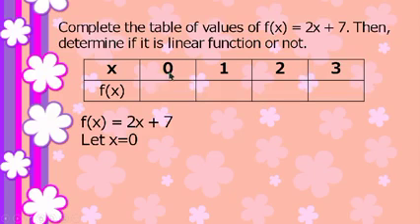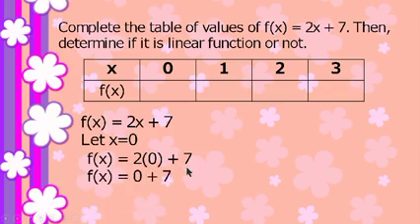The first value is 0. So, let x is equal to 0. Kaya, ang f of x is equal to 2. Copy lang yung 2, substitute na yung 0 kasi yun yung given. Copy yung plus, copy yung 7, and then solve. 2 times 0 is 0, copy plus 7. And then 0 plus 7 is 7. Therefore, if x is 0, the f of x is 7.